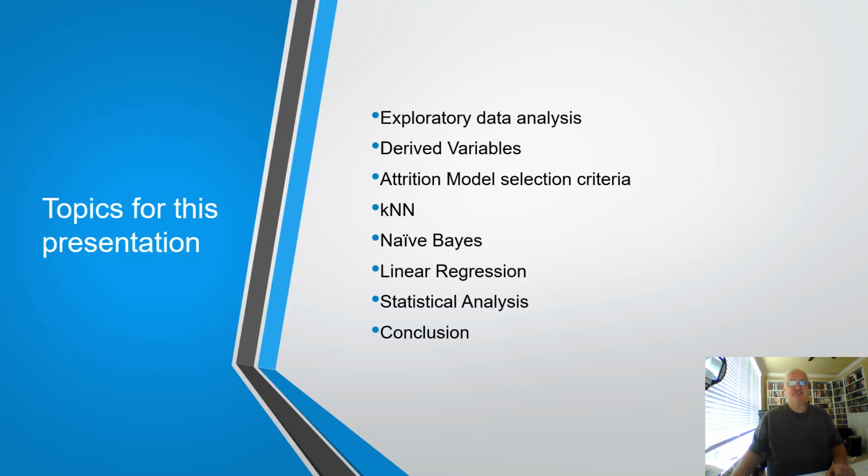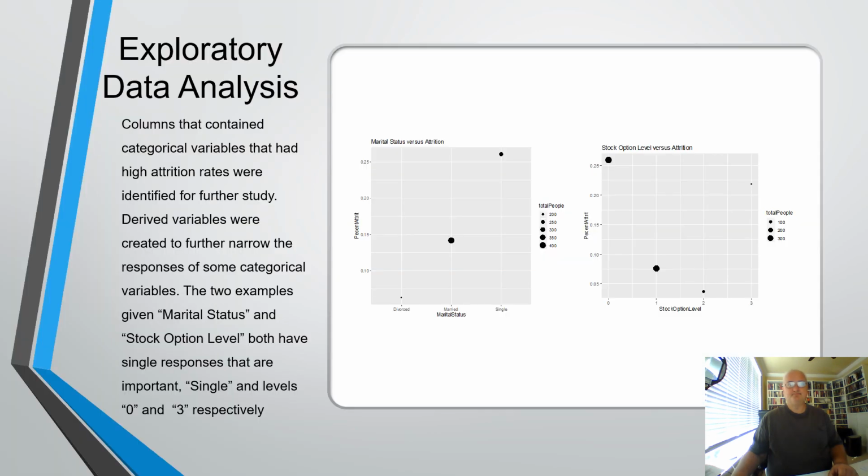In this presentation, we're going to be discussing how the data provided to me was analyzed. We did some exploratory data analysis. We derived additional variables from the ones presented to us in the data. We then have the selection of attrition models and what criteria we use to judge them. The two models, KNN and naive Bayes, a linear regression model which was used to predict monthly income, also a statistical analysis, and then our conclusion.